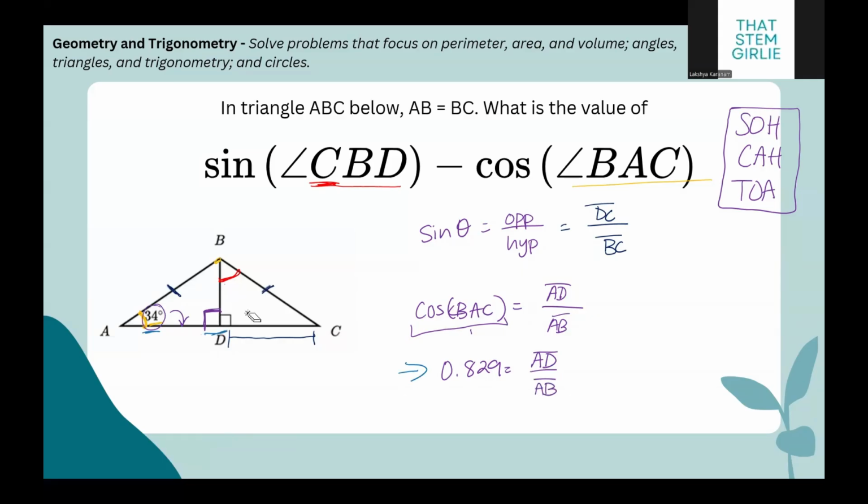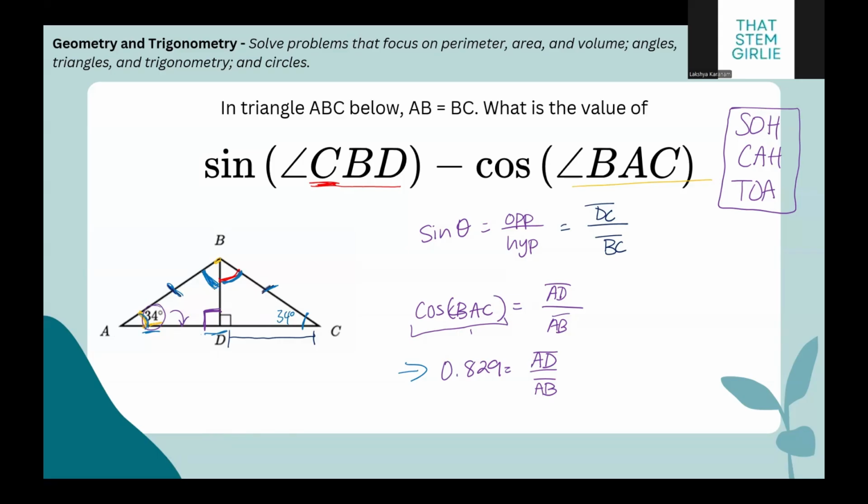So thinking about what other pieces of information we could use here, we know that this side and this side are equal to each other, which means that their respective angles are also going to be equal to each other. So we know that this angle is also 34, right? Which means that this is the exact same angle as this, right? Because all of the other angles are the same, right? So this angle is going to be the exact same as this angle right over here.